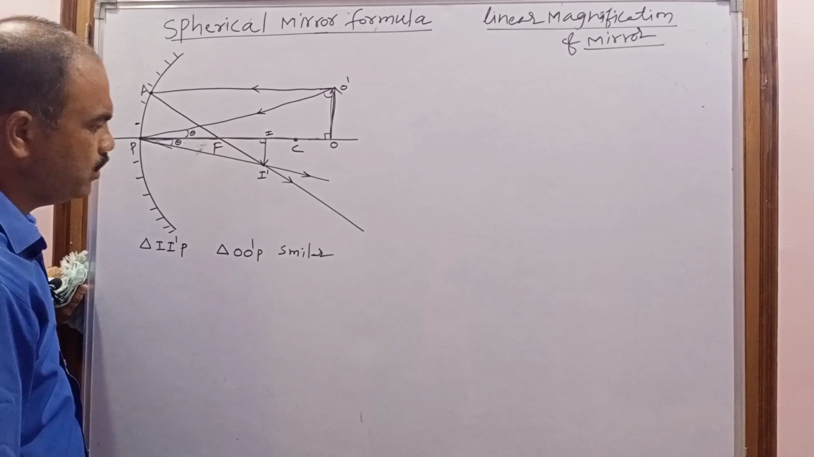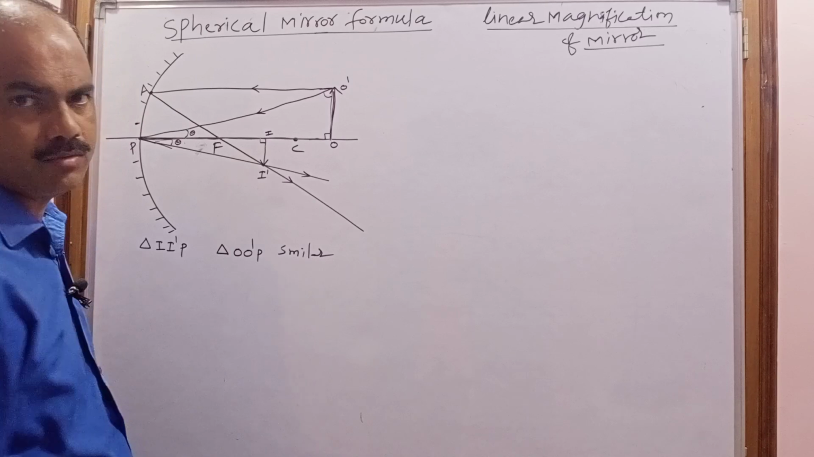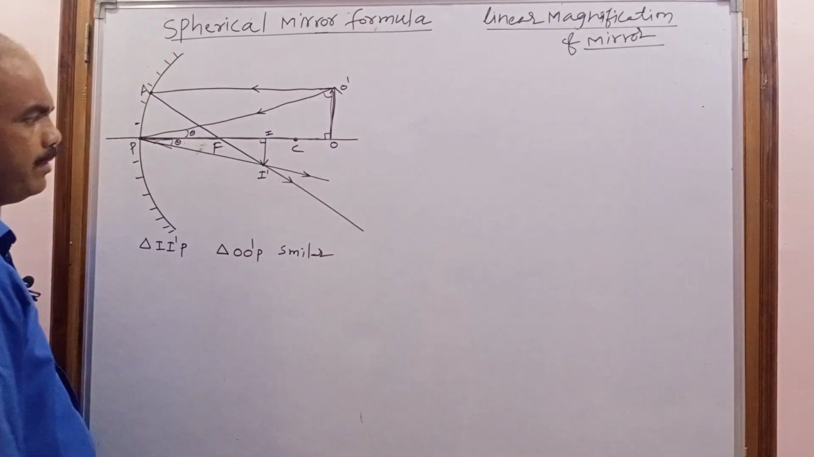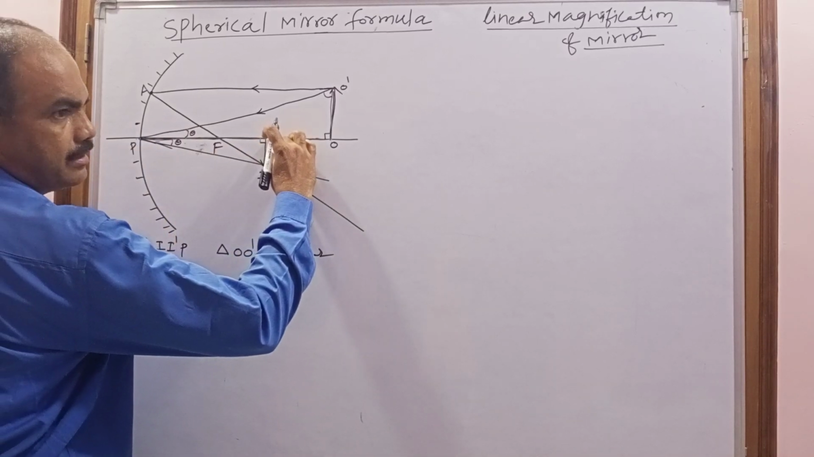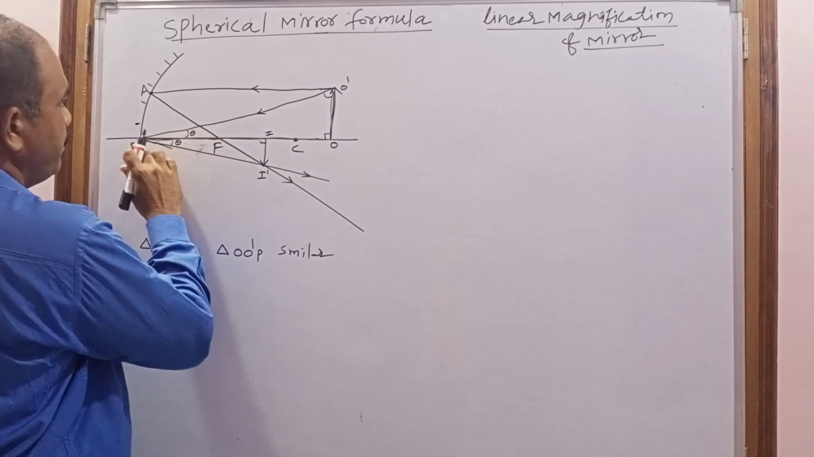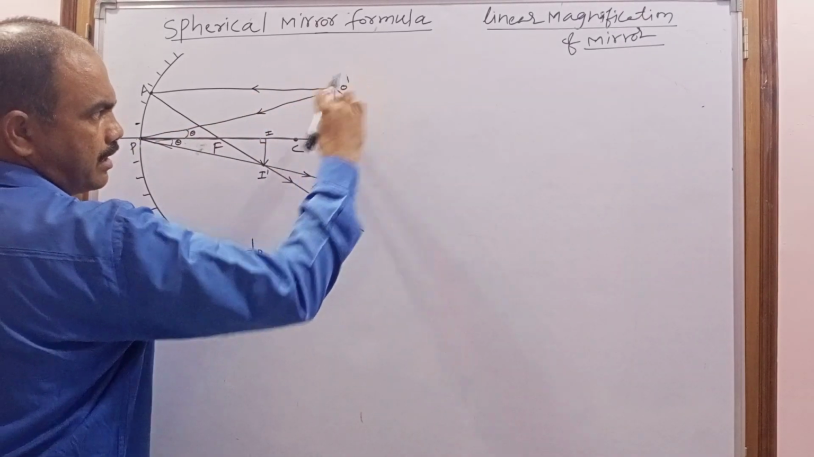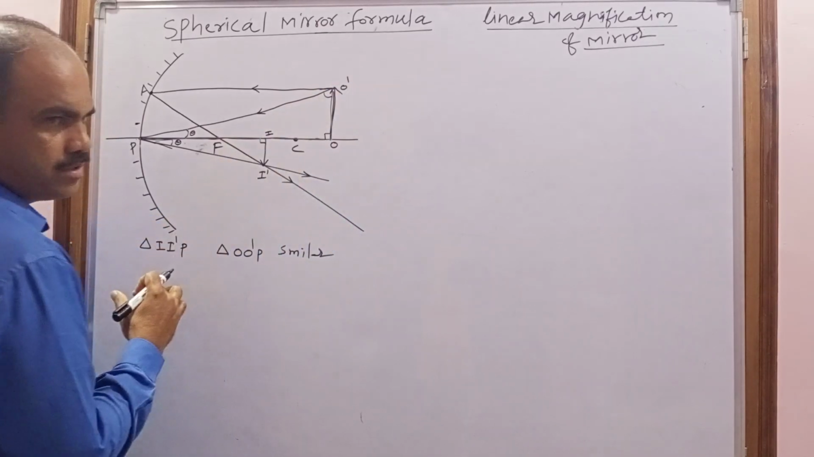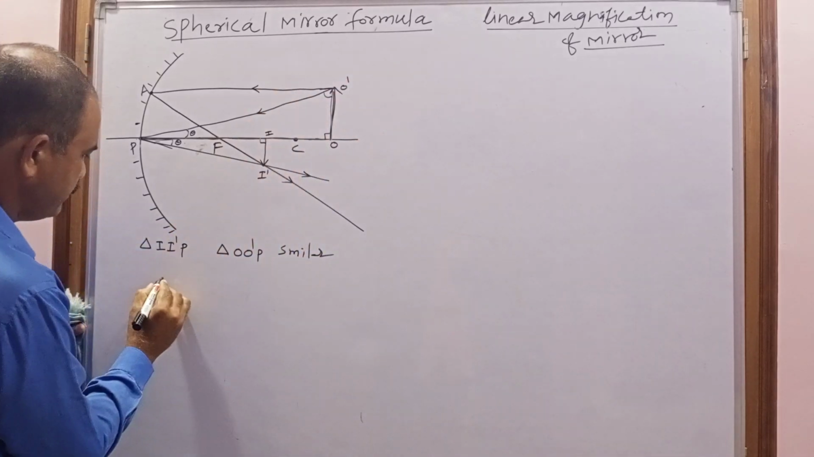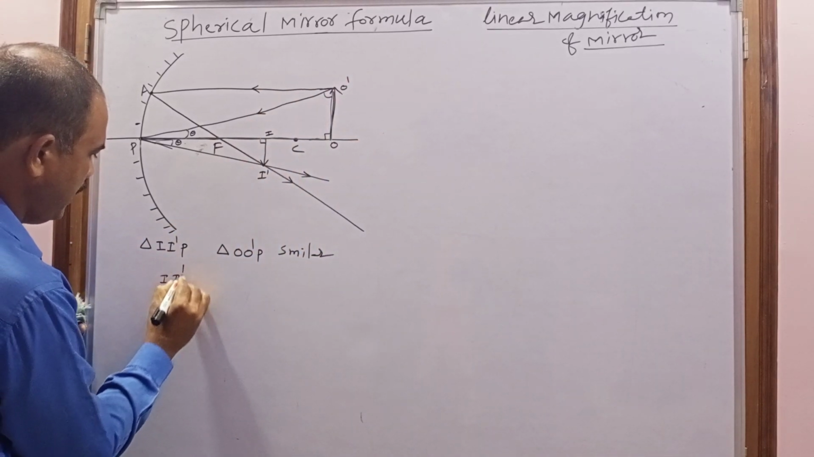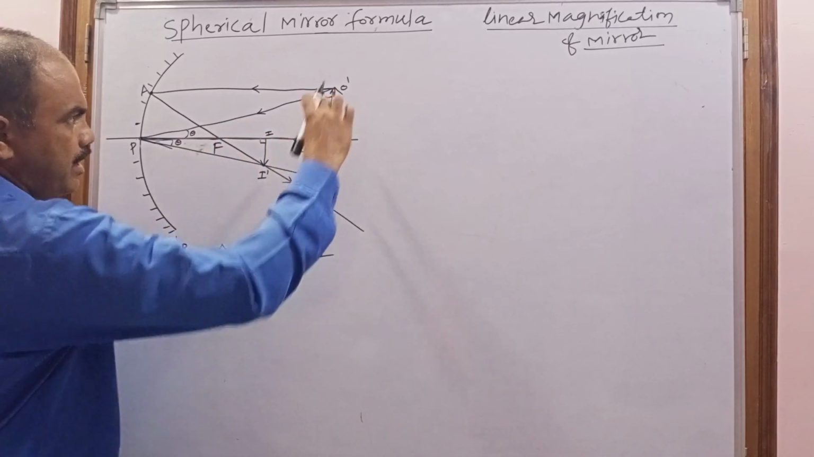When two triangles are similar, the corresponding sides have the same ratio. Here, what are the corresponding sides? For the triangle PII dash, I am taking this side. For the triangle POO dash, what is the corresponding side? This II dash and this OO dash are called corresponding sides. The corresponding sides' ratios are also the same. So that's why I am taking II dash by OO dash.